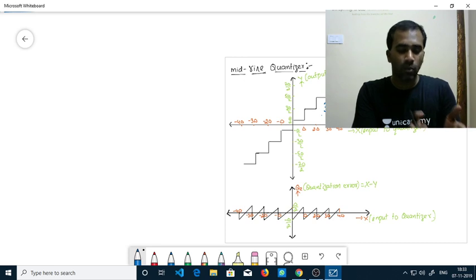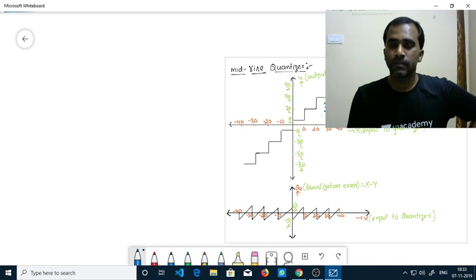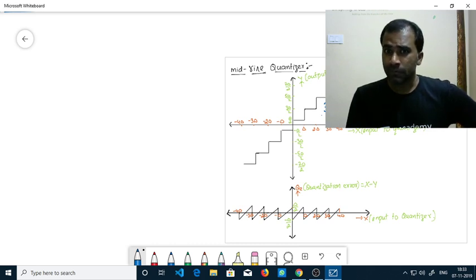Each region we call a quantization region, and the midpoint of each quantization region we call a quantization level.